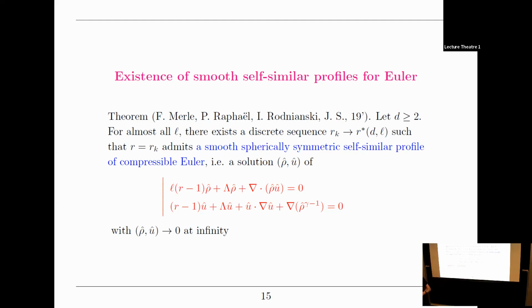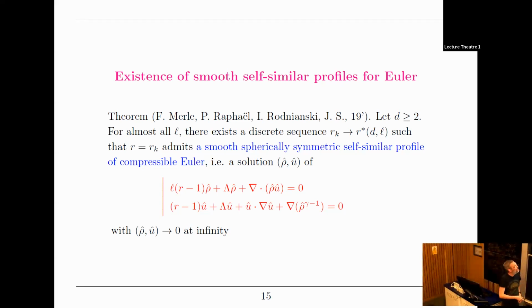So this is again joint work. Here, I'm going to take the dimension to be larger or equal to 2. Obviously, for Euler, dimension larger or equal to 4 doesn't really make any sense, but recall that I want to apply it to NLS. So in that sense, it's useful.